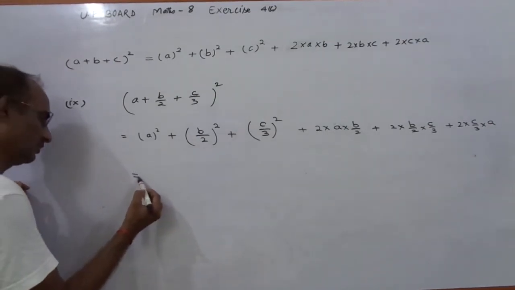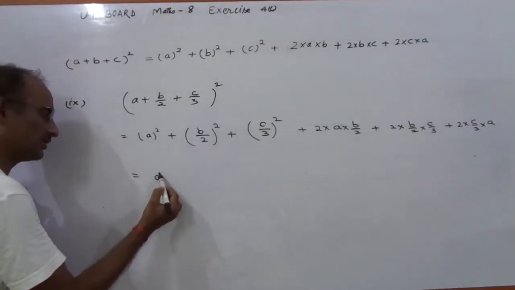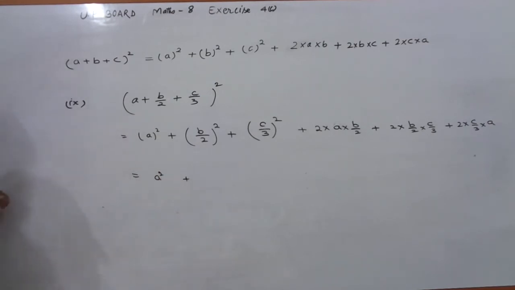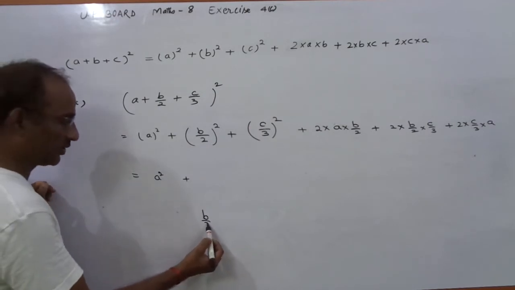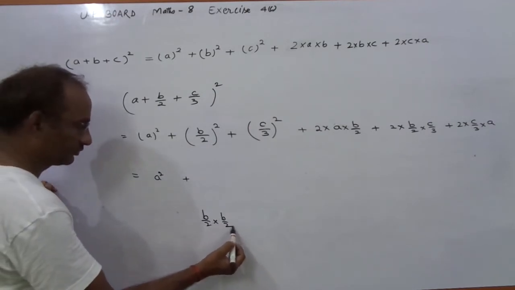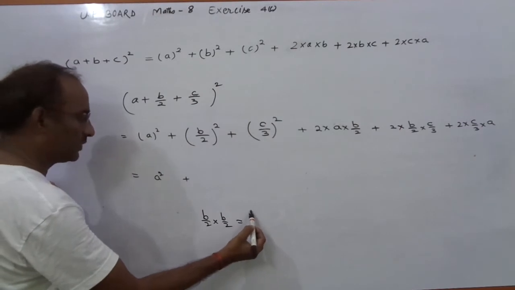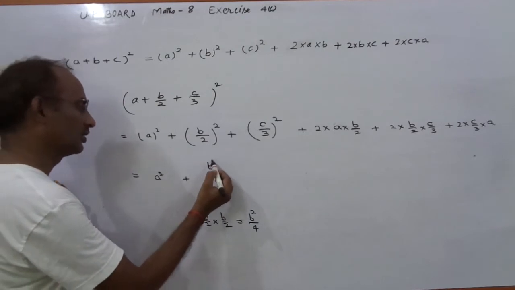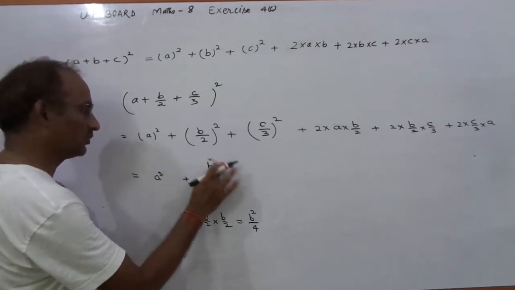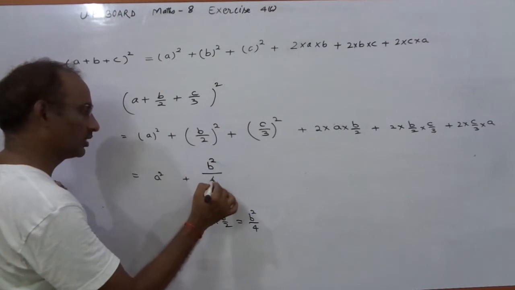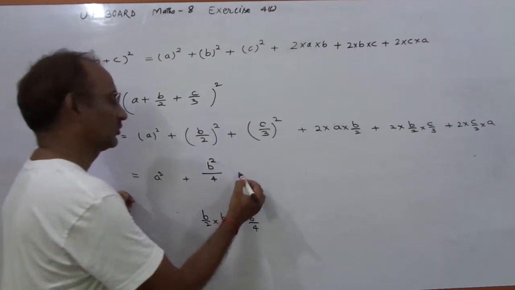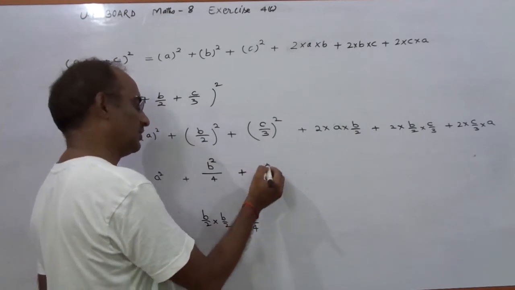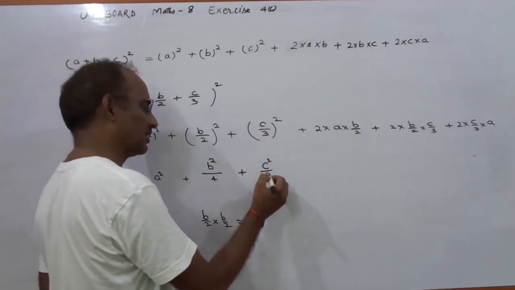Now a square means a square. When b upon 2 is multiplied with b upon 2, we get b power 2 upon 4. So it is b power 2 upon 4. Similarly, c upon 3 is multiplied with c upon 3, then we get c power 2 upon 9.